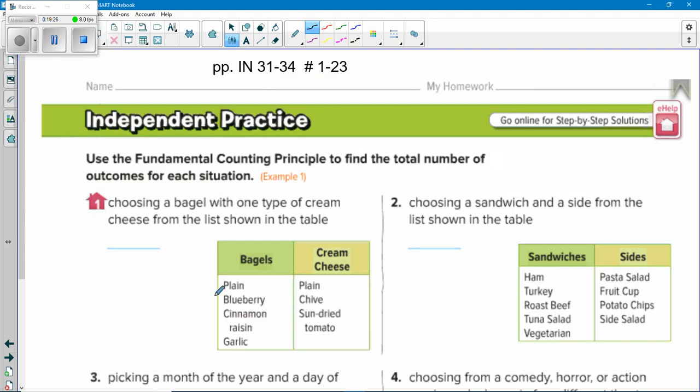Alrighty? So here's what I've got for you to do. It should not be too rough. Okay? Pay attention to your directions. This page is Indiana 31 to 34, problems 1 to 23. It's really just counting and multiplying.